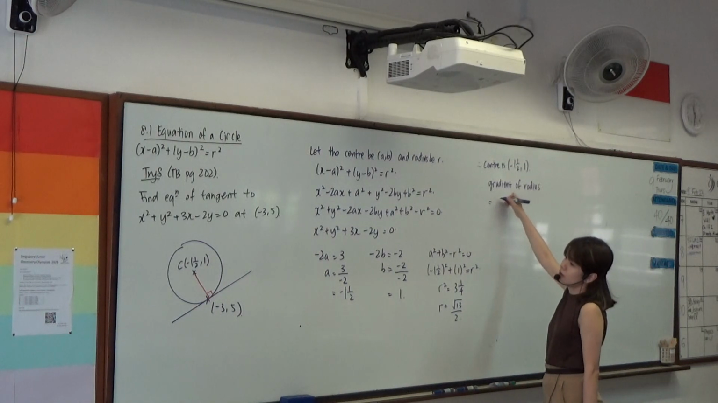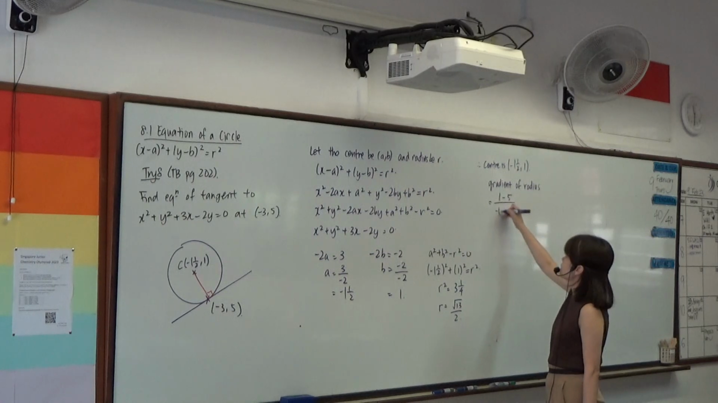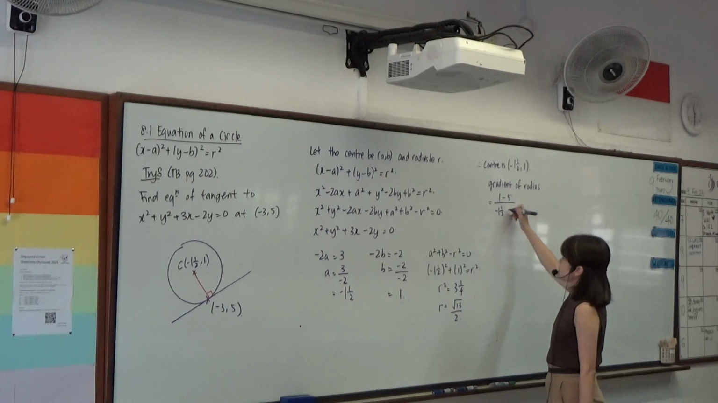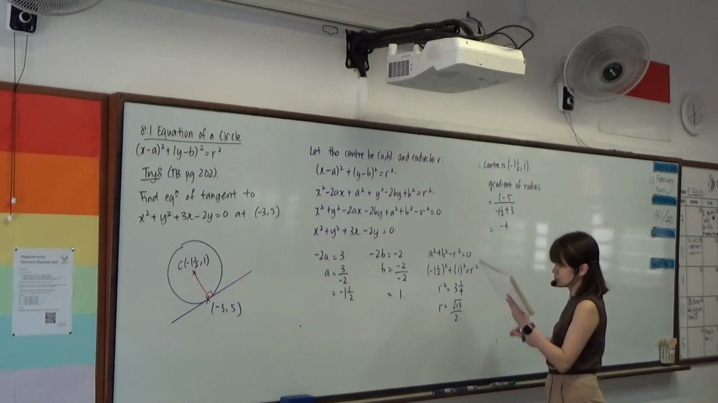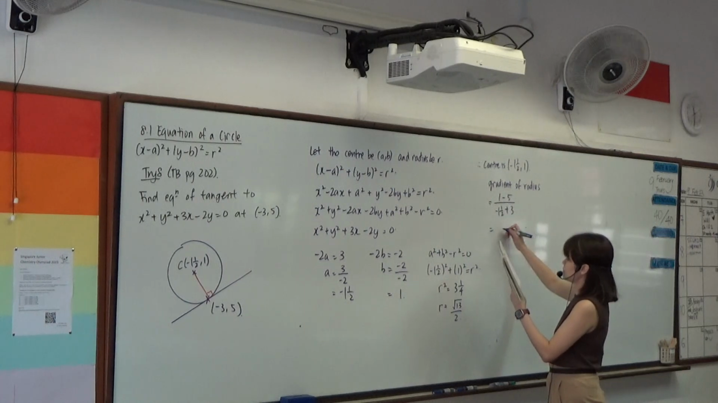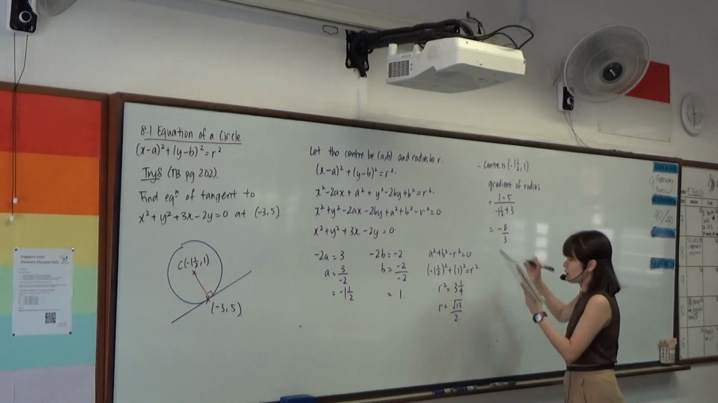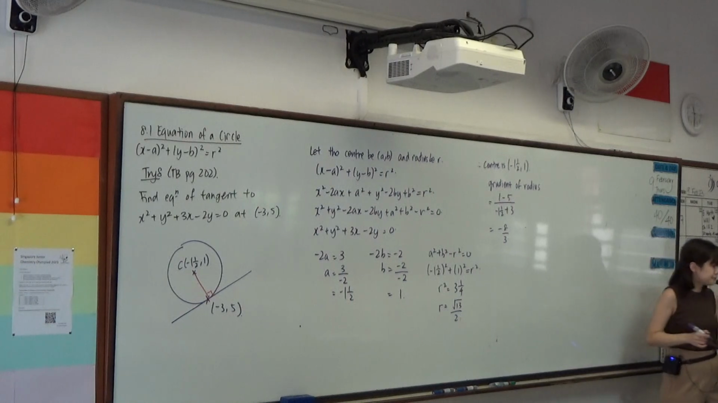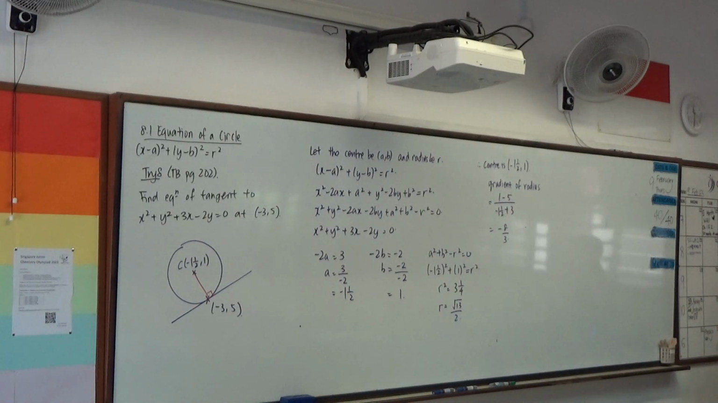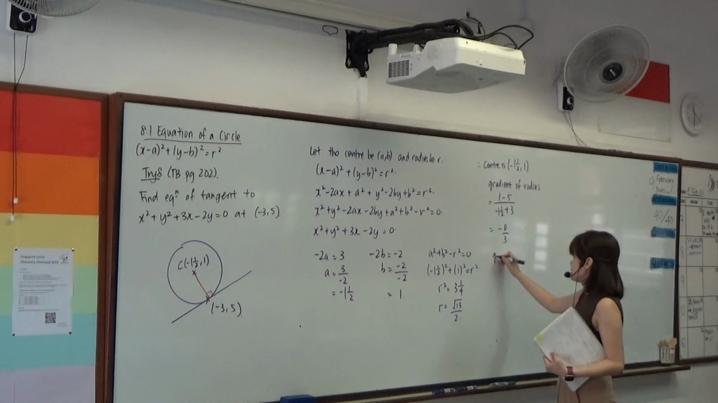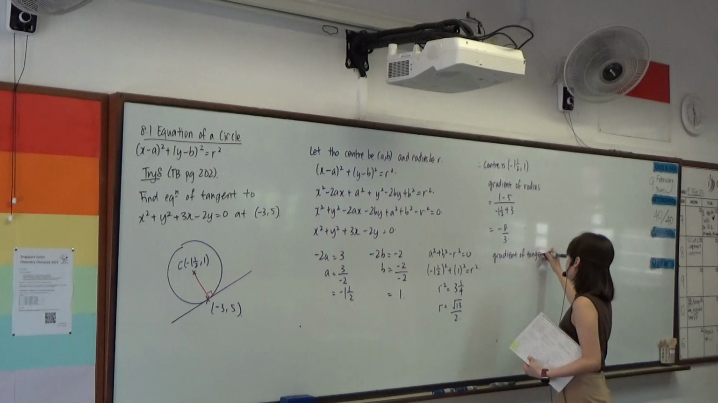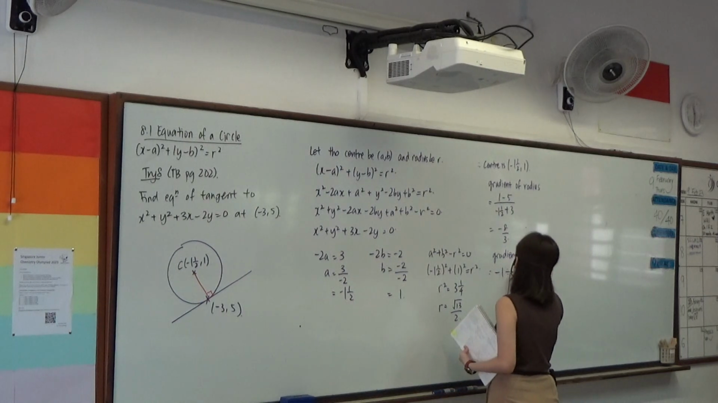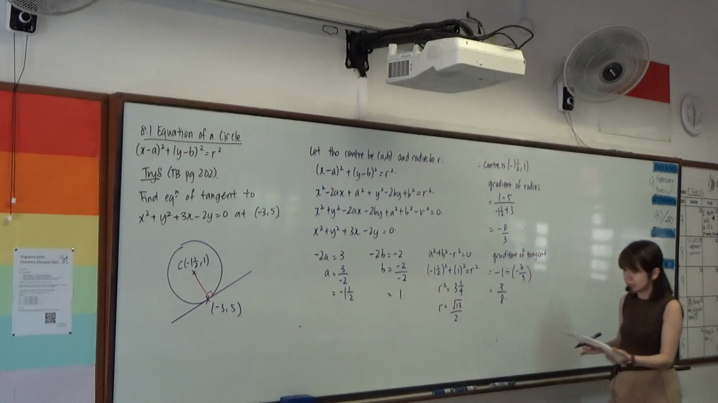That would be (1 - 5) over (-1.5 + 3), and that's -8 over 3. Then our gradient of the tangent will be -1 divided by -8 over 3. That gives us 3 over 8.